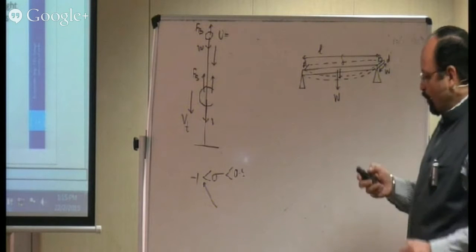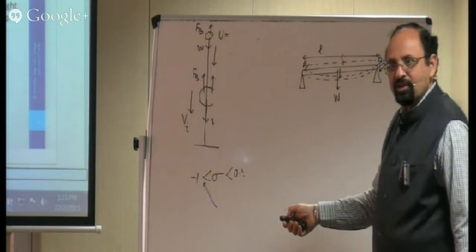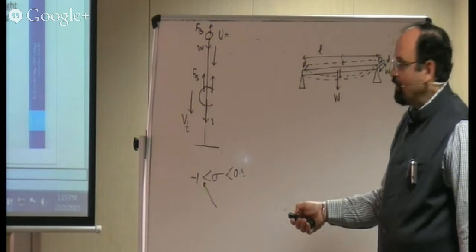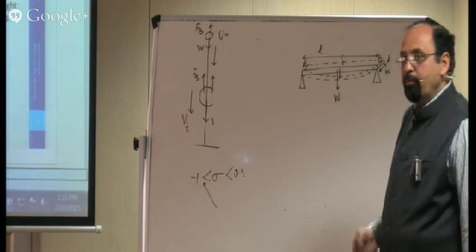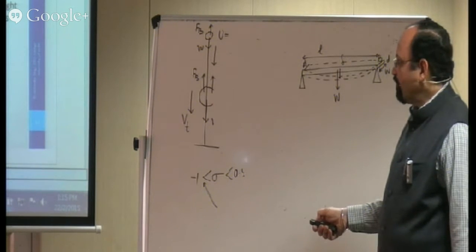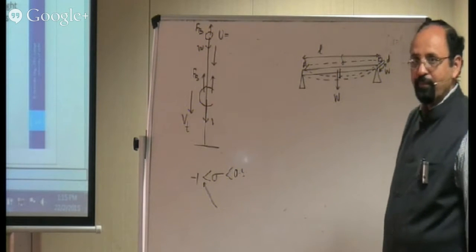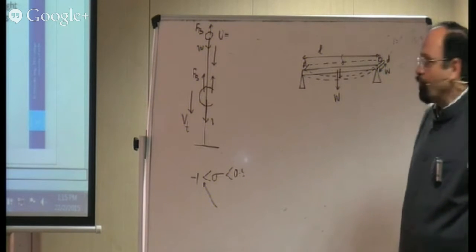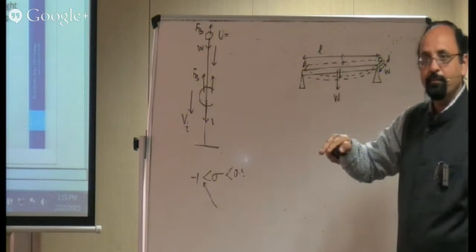Please do notice one thing again. D comes with the power cube and is in the denominator. So if I want to minimize my delta, what can I immediately do? I have to increase the value of D, because increasing D will help me. If I take this as a thicker one, I'm going to reduce the depression produced in it, right?